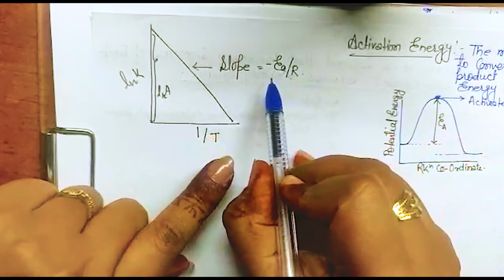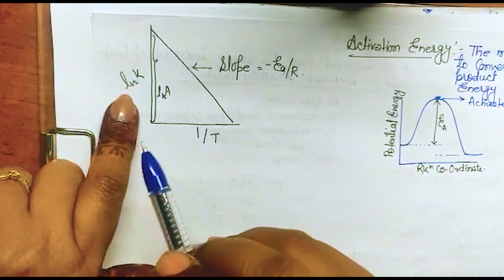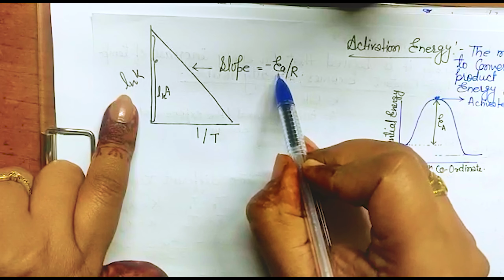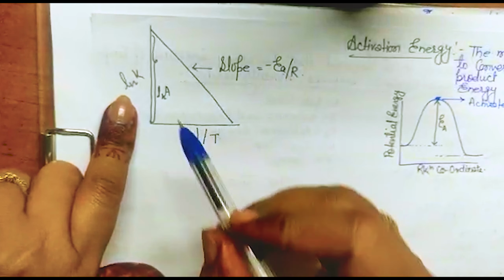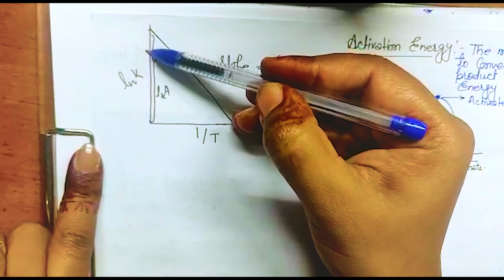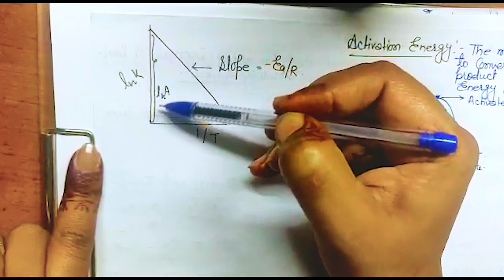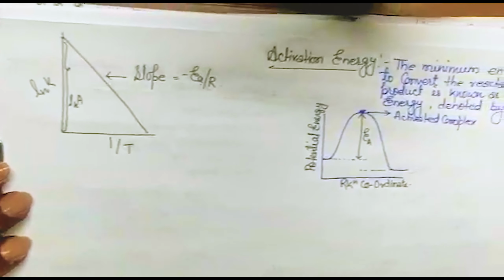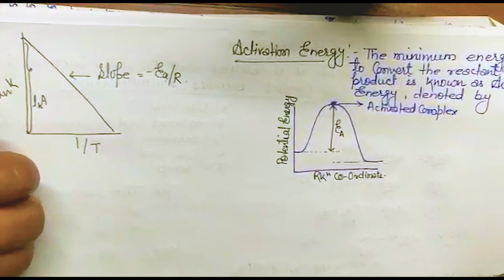If you take log K, log to the base 10 of K, then you will get EA upon 2.303 R here. Got it? And this value, from here to here, is ln A, that means the frequency factor. Got it? Now the next topic is activation energy.